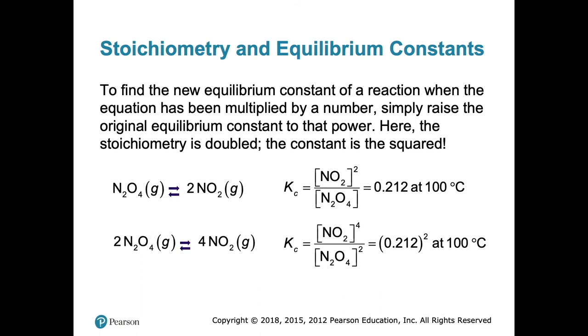So here we have our equilibrium constant, the normal one, for 1 mole at 0.212. But when you double the reactants, what happens to the equilibrium constant? It gets squared. Crazy stuff.